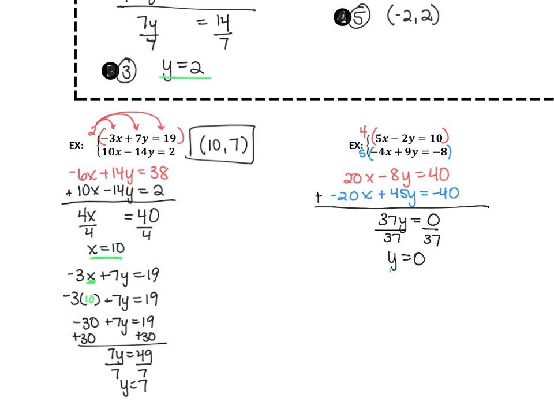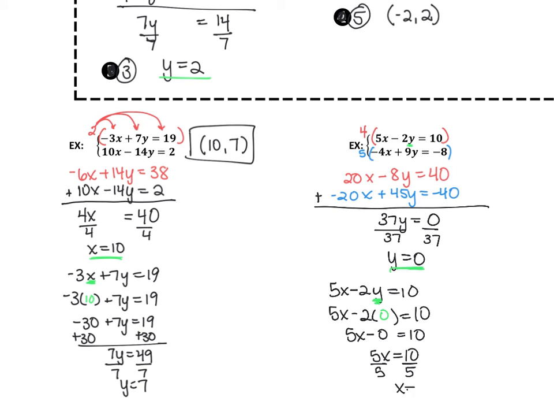Now I need to take this y equals 0 and go back into one of my equations. It doesn't matter which equation. So let's just choose the top and plug it in. So remember, the top equation is 5x minus 2y equals 10. And we're going to substitute 0 in place of the y. So we would have 5x minus 2 times 0 equals 10. Now I'm going to solve. So I get 5x minus 0 equals 10, which means 5x equals 10. I'm going to divide by 5, and we get x equals 2.